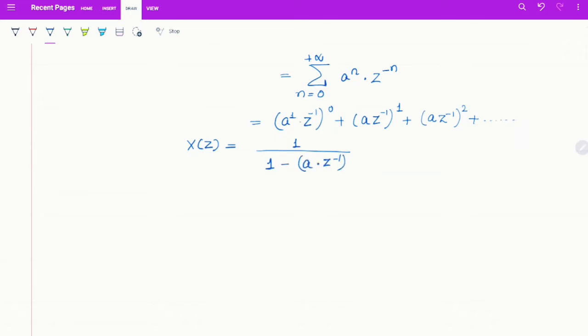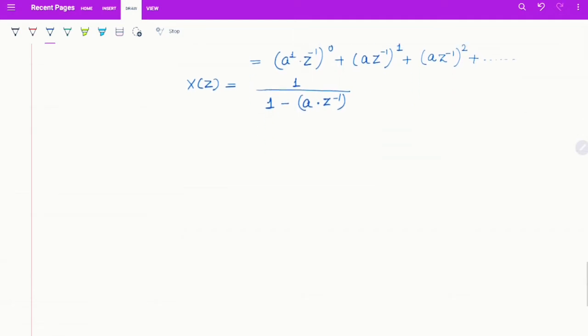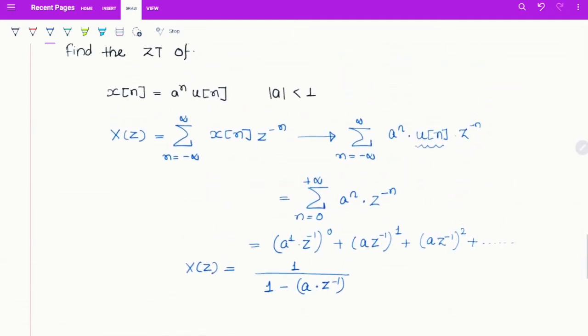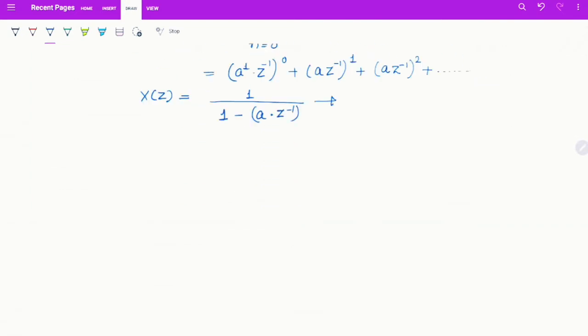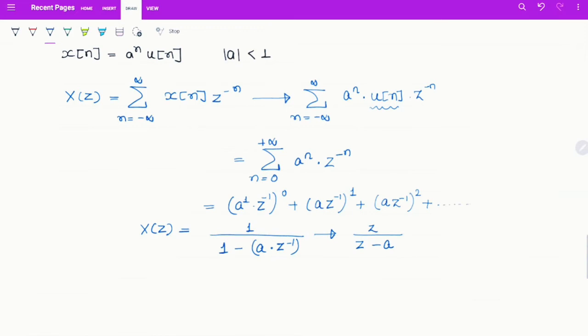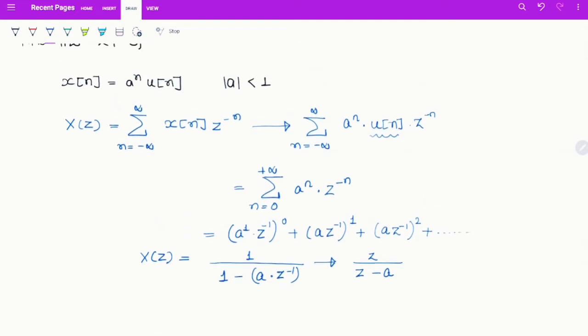If we talk about ROC, this is a right sided signal, right? So we can write this as z divided by z minus a, because this is z inverse. What is z inverse? 1 by z, right? So take LCM and you will get z by z minus a. Now this is a right sided signal, because of u of n. So this implies that this is a right sided signal.